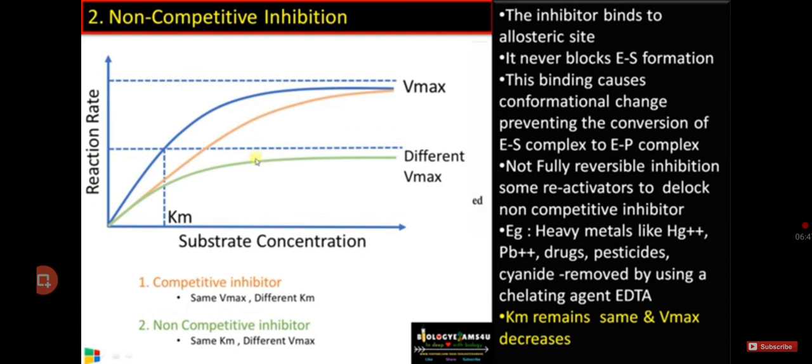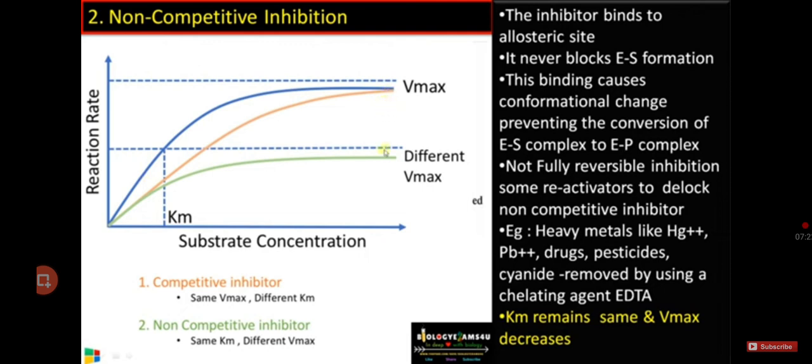Let's have a comparison of both competitive and non-competitive. This blue one is without an inhibitor. This orange one is with competitive inhibitor, whereas this green one is with non-competitive inhibitor. As you can see, in the case of competitive inhibitor, the Vmax remains the same, but Km value has changed. Whereas in the case of non-competitive inhibitor, this green line, the Km remains the same. As you can see, the Km remains the same, but there is a decrease in Vmax.